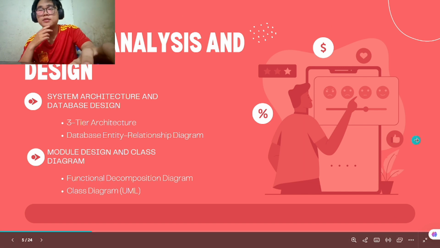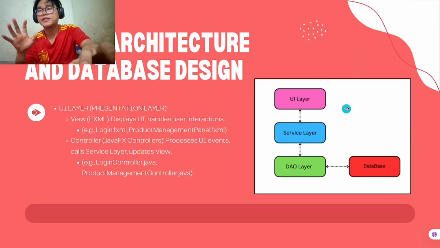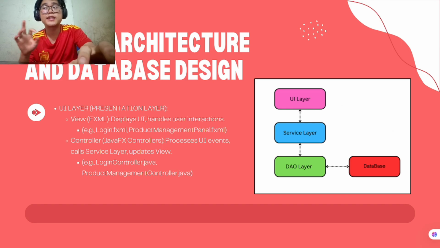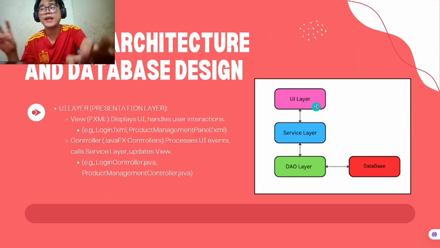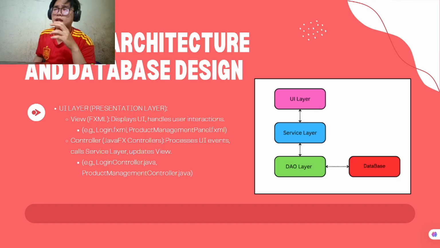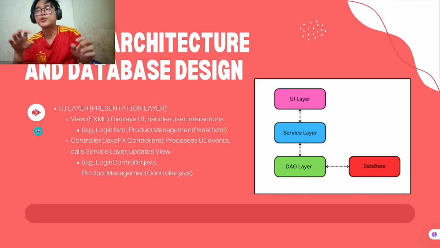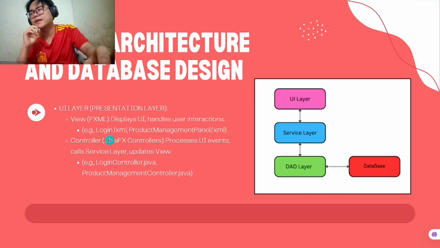I'm going to continue with my slide. The first one you can see here is the three-tier architecture. The first one is the UI layer, aka the presentation layer. It contains views that display the UI and handle user interactions. Whenever I touch the screen or do something with the views, it transports the interaction to the controller. The controller processes UI events in the core service layer and updates the view. For example, it consists in my Eclipse here.